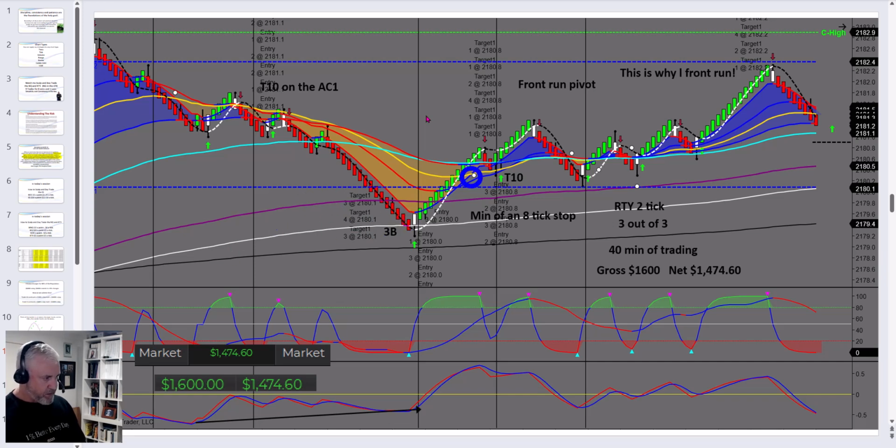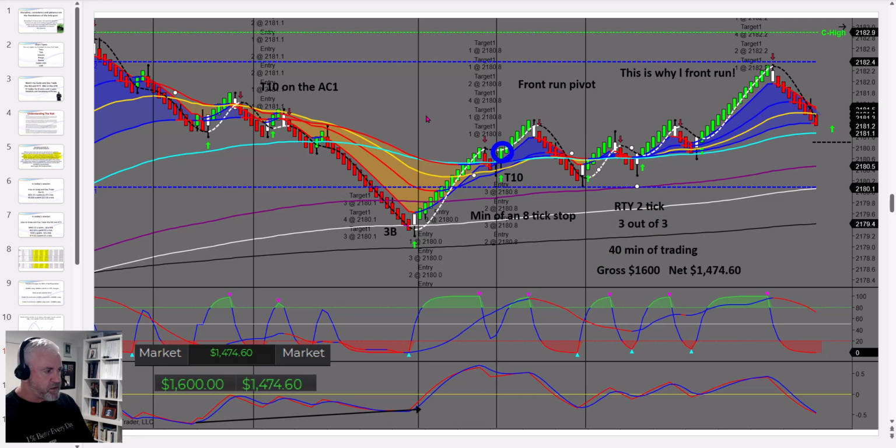Then I had another T10. Now I was a little bit lucky with this one. I kept at my entry, I kept my 8-tick stop in place. So when I'm trading a 2-tick RTY, I have an 8-tick stop loss. When I trade the 4-tick RTY during the New York hours, for me, I trade the New York afternoon, I have a 10-tick stop loss, and I trade a 4-tick Renko. Now why? Because that works really well, that time frame.